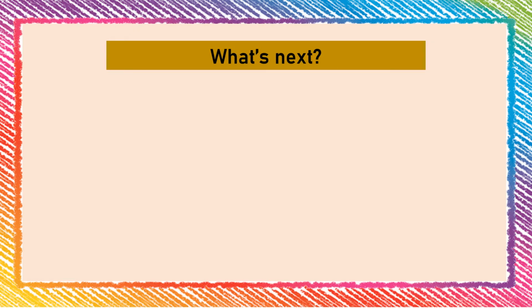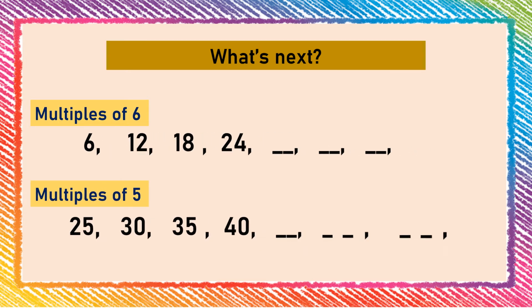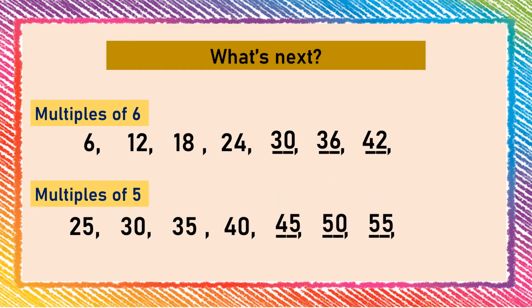What's next in the sequence? For us to get the next 3 multiples of 6, just keep adding 6. 6, 12, 18, 24, plus 6 is 30, plus 6 is 36, plus 6 is 42. For the multiples of 5, just keep adding 5. 25, 30, 35, 40, 45, 50, and 55.